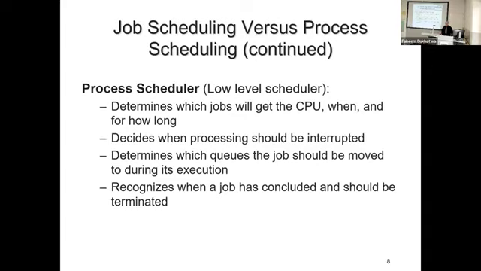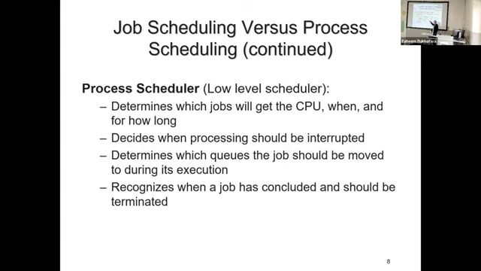The process scheduler, that's the low-level one, determines which job gets the CPU. It's the one that works between the ready queue, running, and blocked. So it takes from the ready queue the jobs that should take the CPU, and it decides how long it will take it. It decides when processing should be interrupted. It's the one that decides, okay, I'm going to interrupt this process.